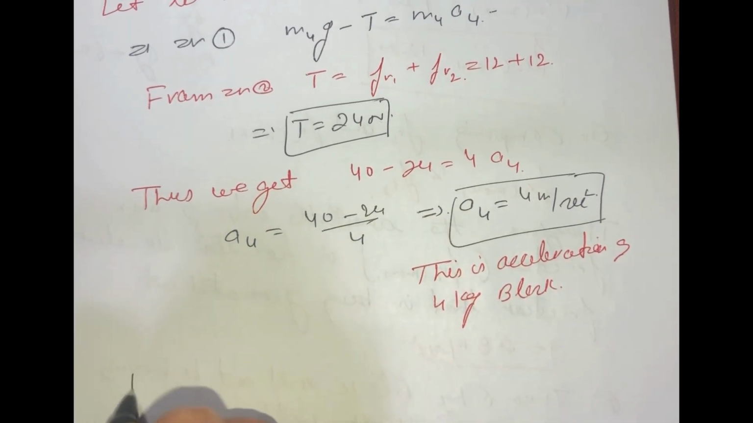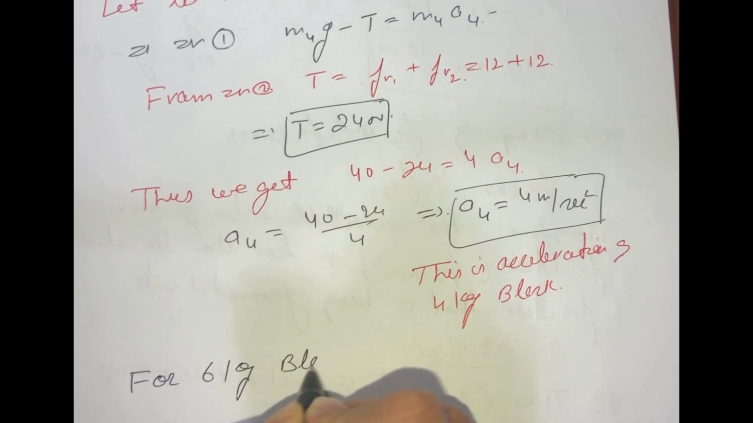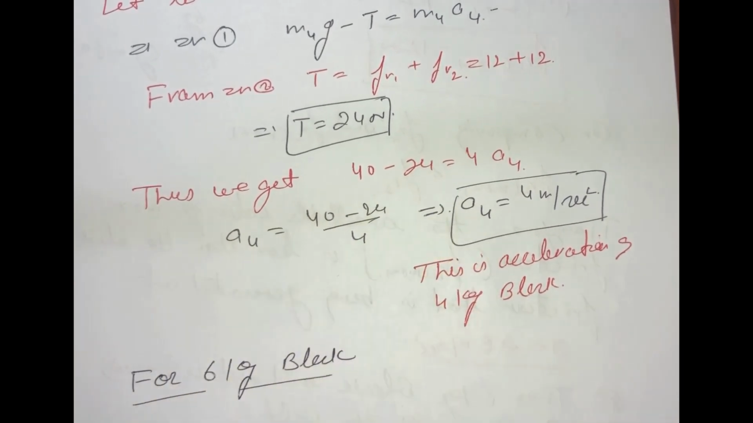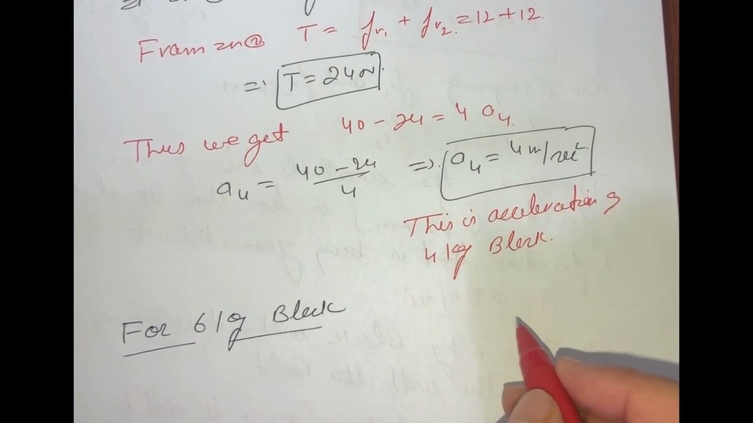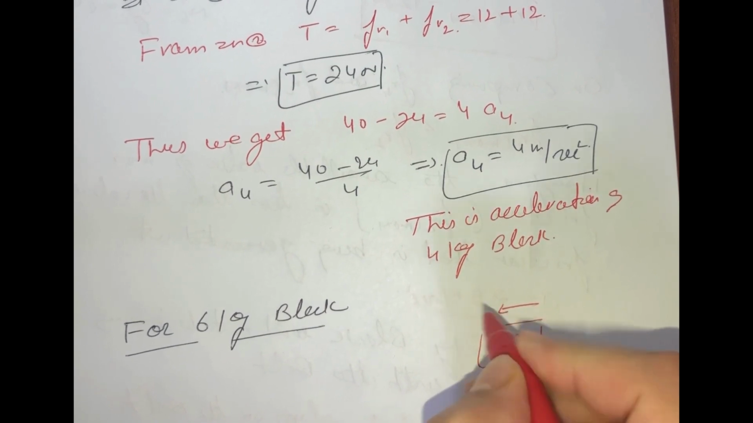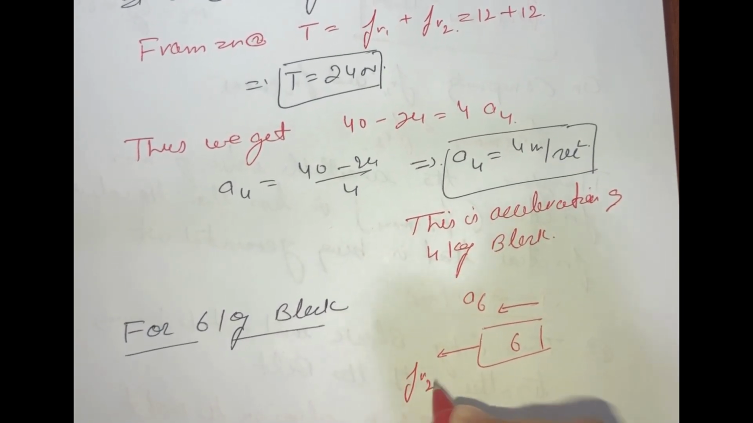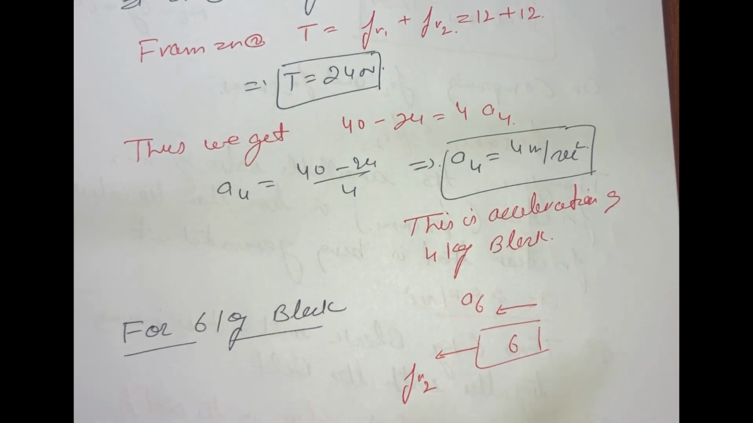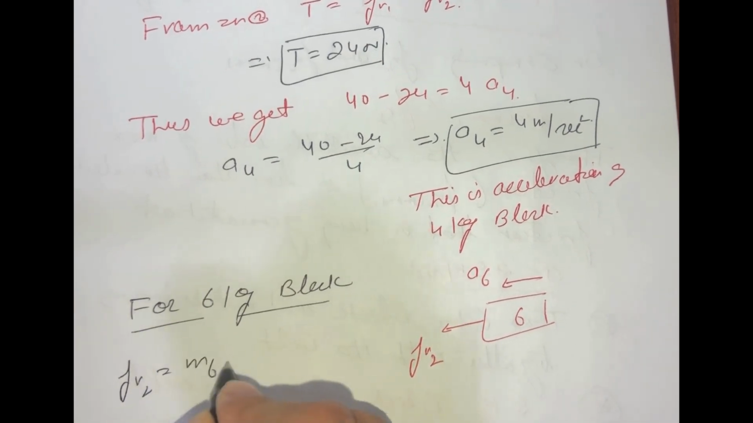So let us write for the 6 kg block, and we assume that its acceleration is given as a6. So this is the 6 kg block moving with acceleration a6, and it has friction fr2. So we can write that fr2 will be equal to m6 multiplied by a6.